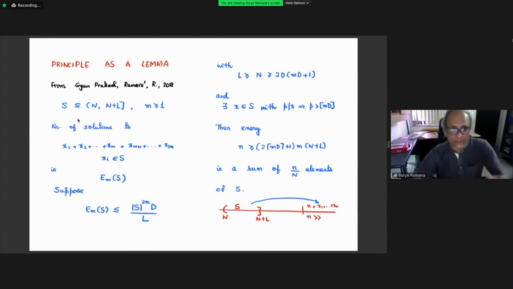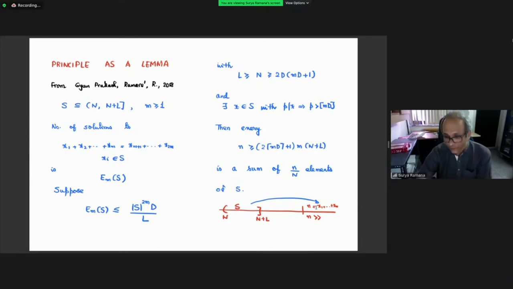And if this set S contains a number which is co-prime to all small primes, so all primes not exceeding this D, then every sufficiently large number can be written as a sum of elements of S. So what I'm telling you is that this is a condition based on an upper bound for the M-fold additive energy. If you get an appropriately shaped upper bound for the M-fold additive energy, you can just plug this lemma in and conclude that every large enough integer can be written as a sum of elements of this set S.